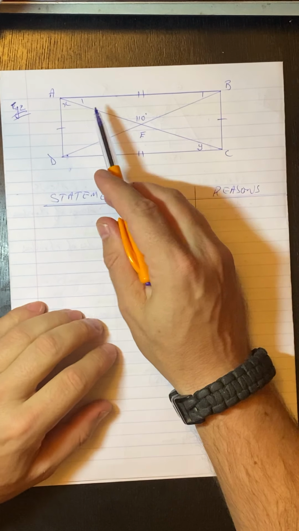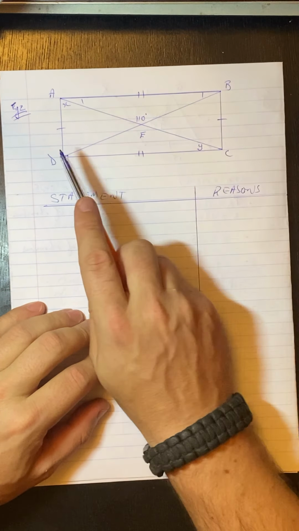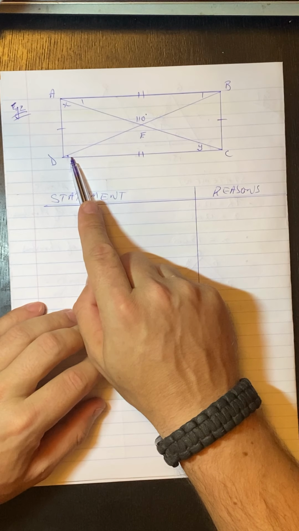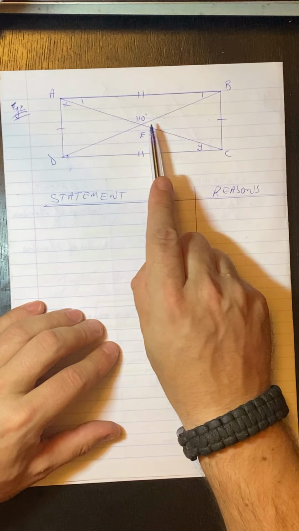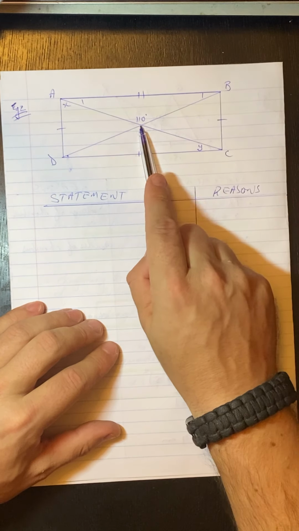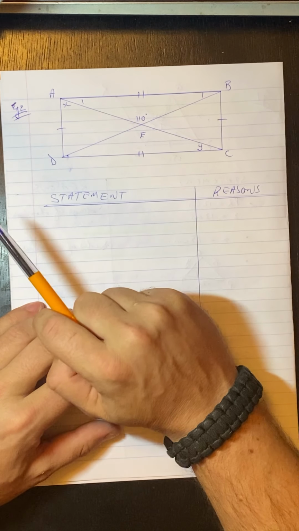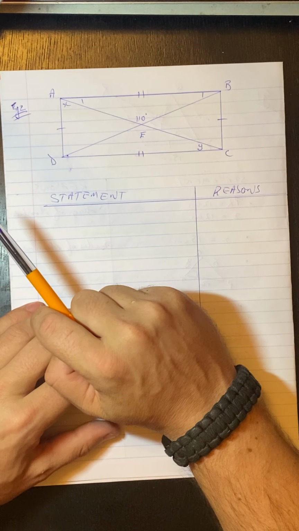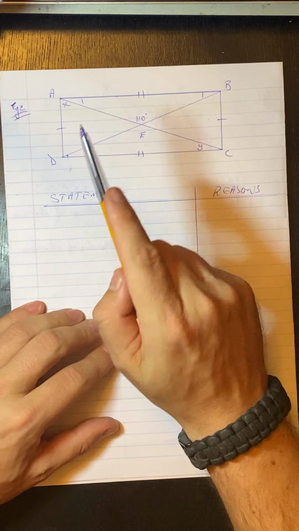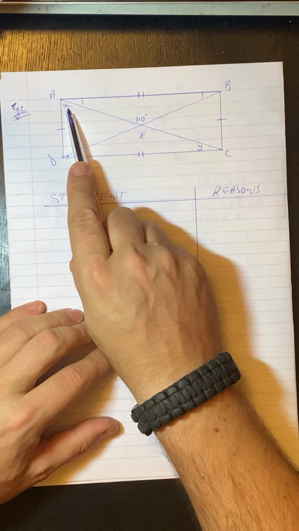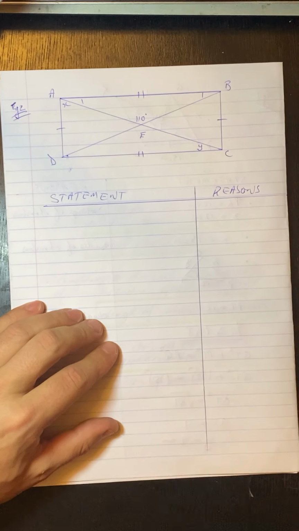All right, moving on to example 2. Example 2 is saying that ABCD is a rectangle. They told us that AEB is 110 degrees. Calculate with reasons the sizes of the angles represented by lowercase letters. So we've got to find that angle there and that angle over there.